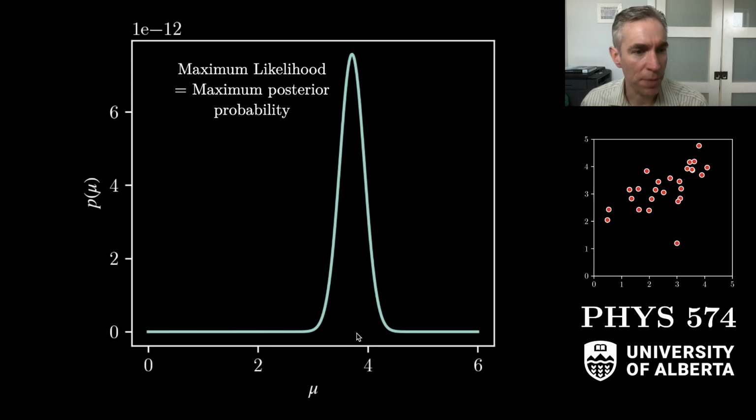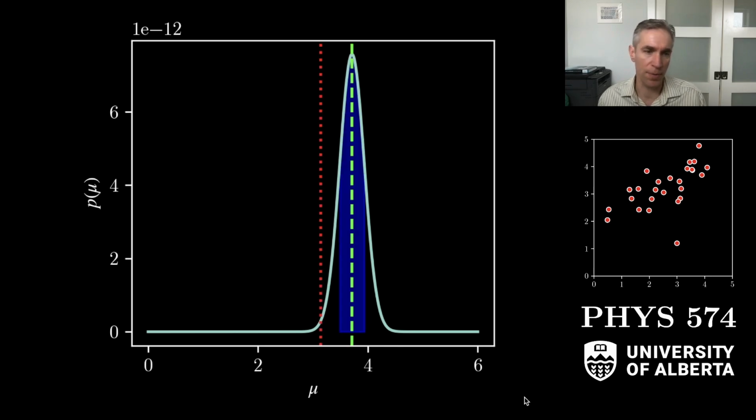So how do we characterize this function? Well, we use the same framework that we did before. This is the actual result, the posterior probability, but we often want to reduce this to simpler representations.